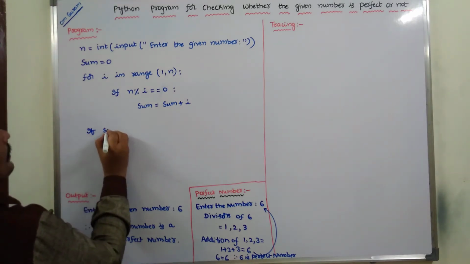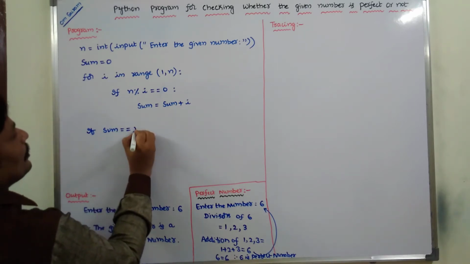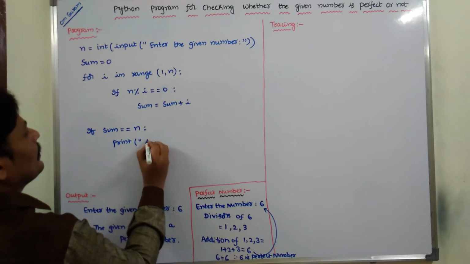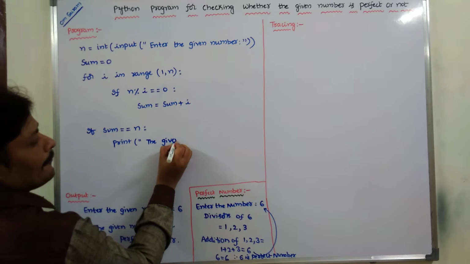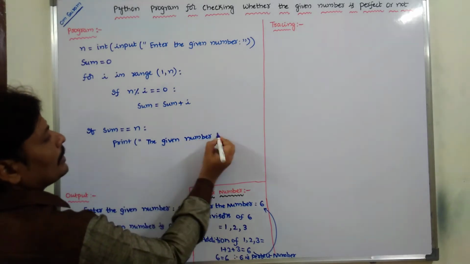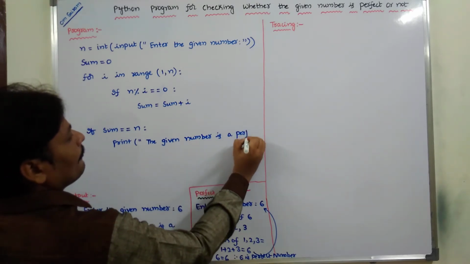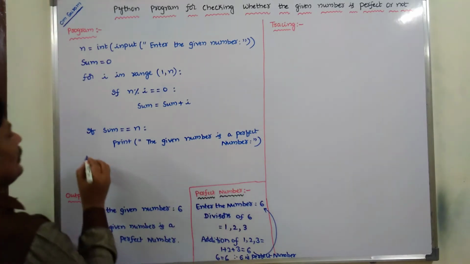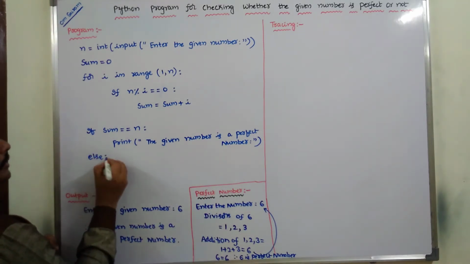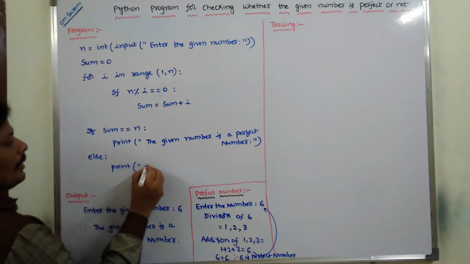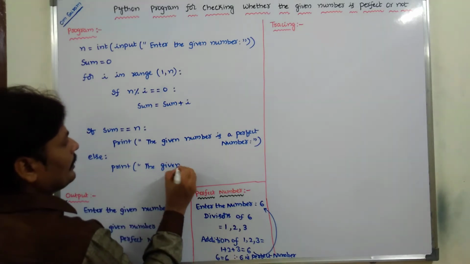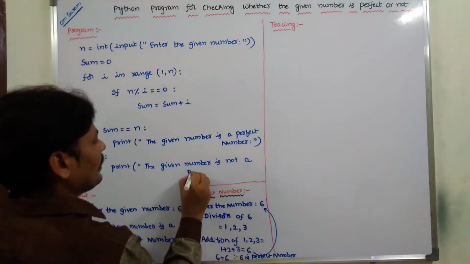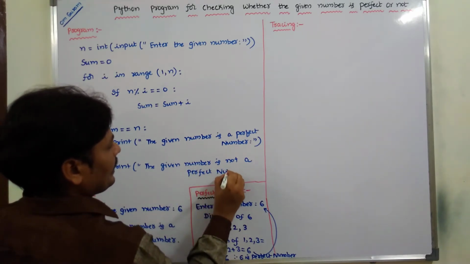Next, if sum is equal to n, print "The given number is a perfect number". Else, print "The given number is not a perfect number".